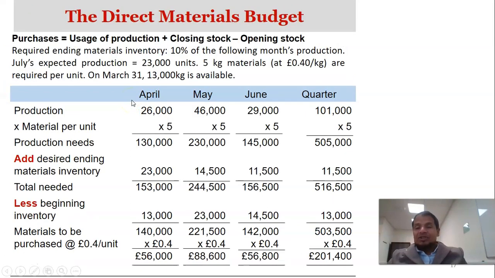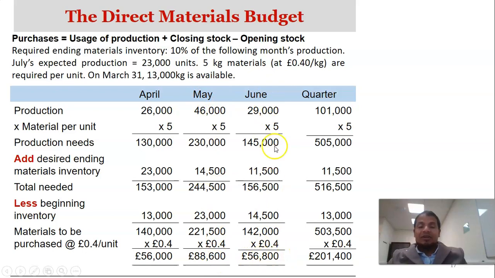Then what's the purchase of April? 56. So half of 56 we will pay in April and half we will pay in May. And 88,400 is the purchase of May, and half will be paid in May and half will be paid in June.